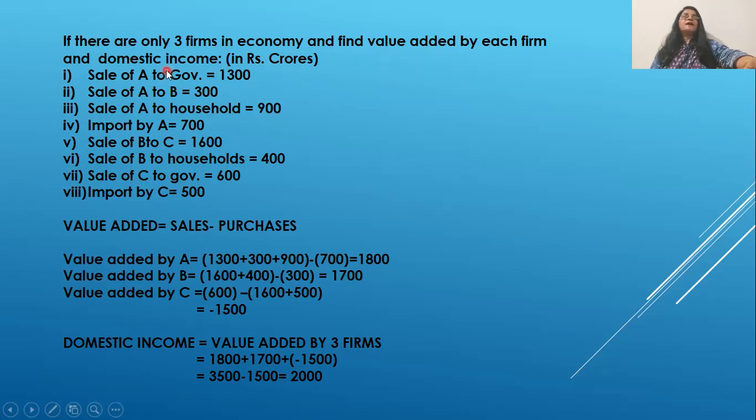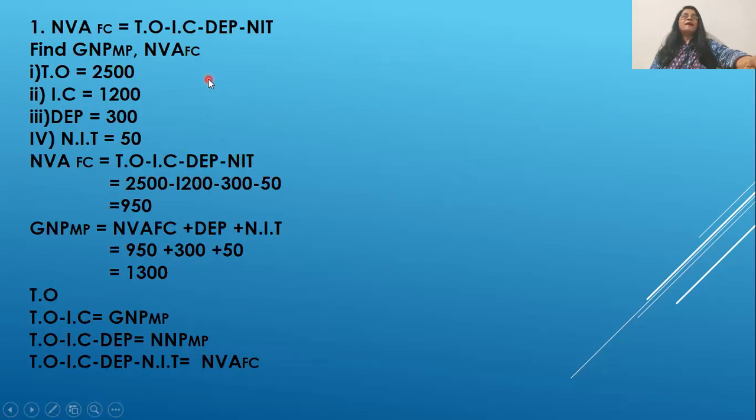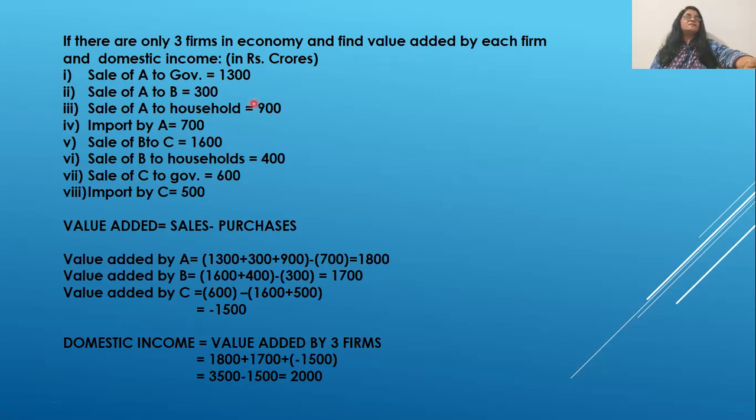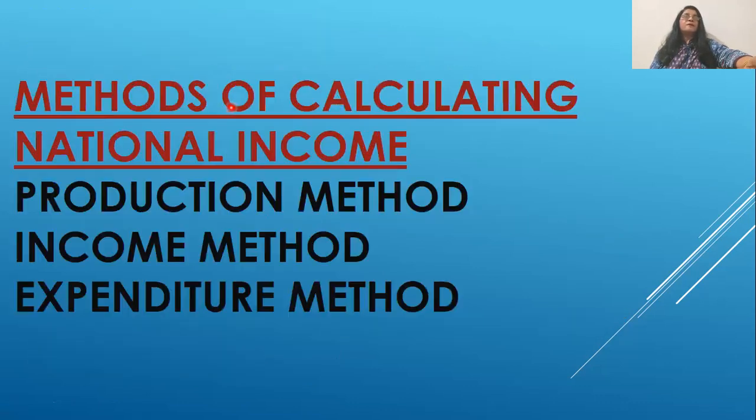And then they have asked you to calculate domestic income also. So for calculating domestic income, what you have to do? You have to add the value added by A, B, and C. So we have done this net value added. Okay. We have done this method and we have done this method. So because we have three methods, we have production method and income method and expenditure method.